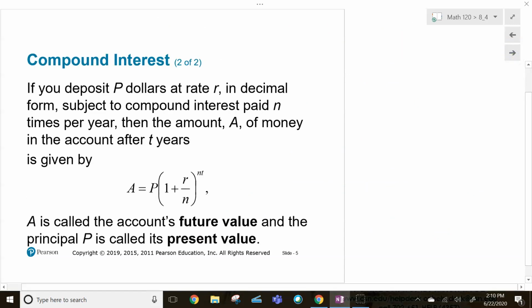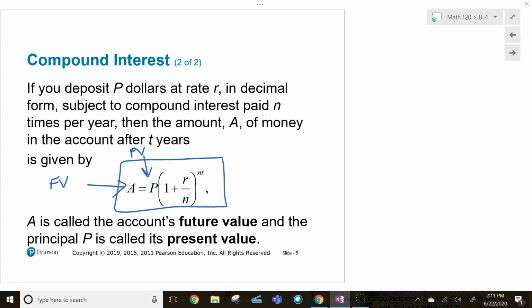Okay, so with compound interest, you have a little different formula here. So this is our formula to find the accumulated amount. So A is our future value, so that's how much we end up with. P is our principal or our present value, the principal amount that we put in at the beginning. R is the interest rate. This is as a decimal though. So if it's 8%, you'd want to put in 0.08.